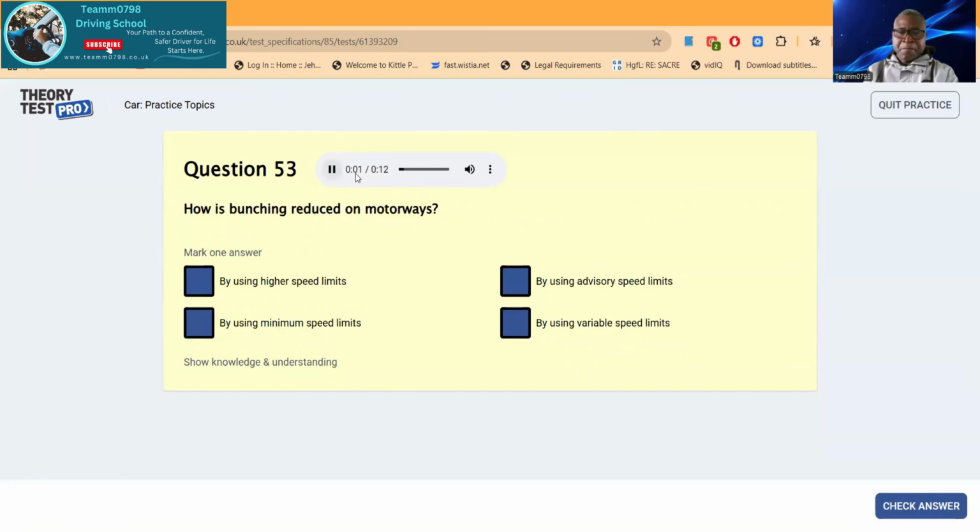How is bunching reduced on motorways? By using higher speed limits. By using advisory speed limits. By using minimum speed limits. By using variable speed limits. Okay.